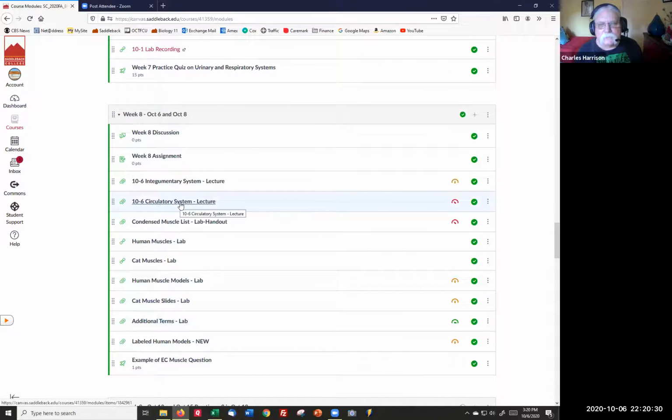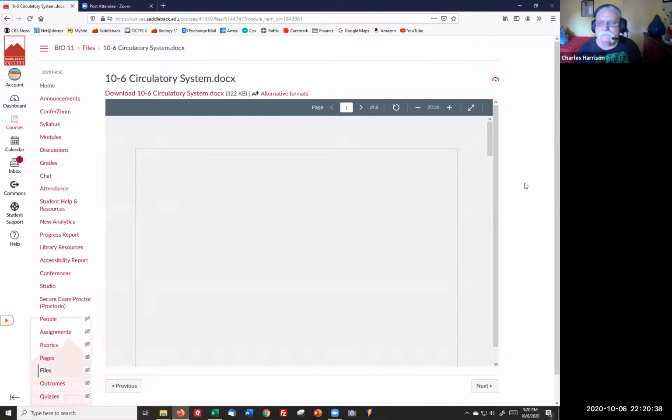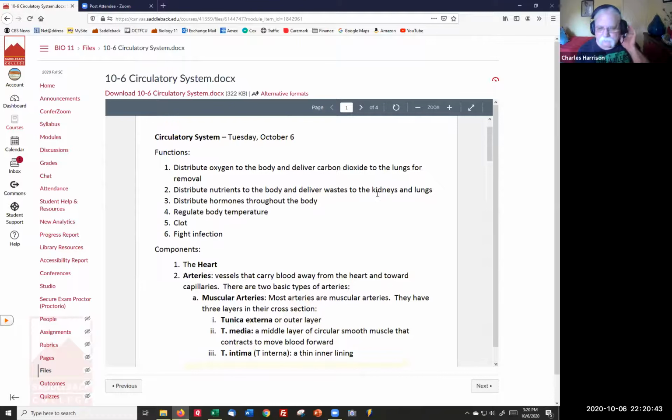Okay, I'm on today's other topic. It's the start of the circulatory system. Okay, functions of the circulatory system. Most of them, again, you're quite familiar with, so that's easy to run through these. Distribute oxygen to the body, and then to the lungs for removal of carbon dioxide.